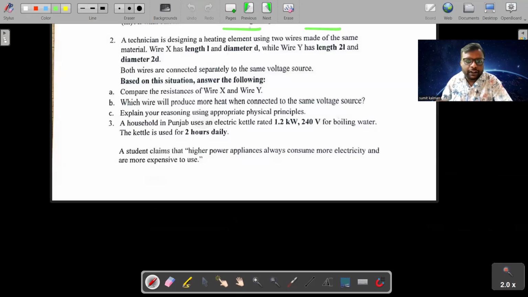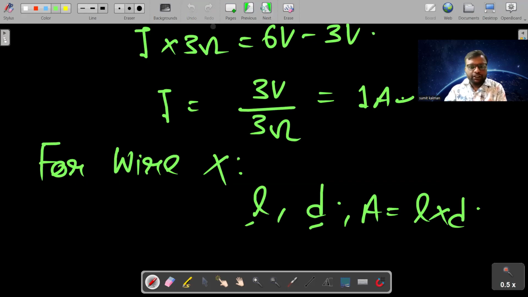So now, students, you have to explain your reasoning. Sorry, option B. Sorry, B problem. We had solved A. So which wire will produce more heat when connected to the same voltage source? If we connect both wires to the same voltage source, which will produce more heat? Which law will you students apply? We will apply Joule's law of heating.